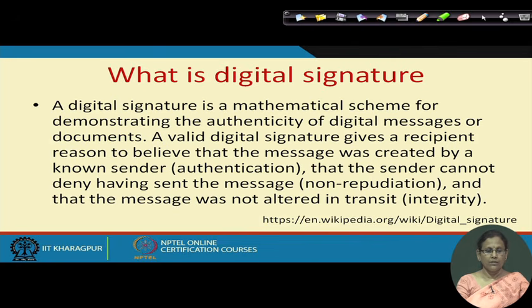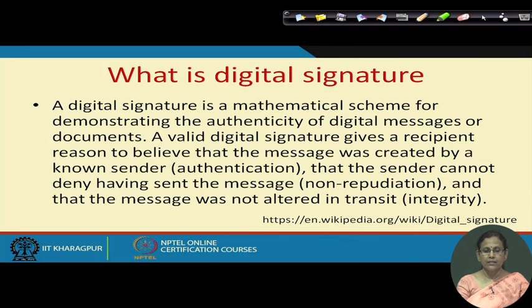To start with, a digital signature is a mathematical scheme. This whole security stuff is full of mathematical operations, starting from your encryption etc. So, your digital signature is also a mathematical scheme for demonstrating the authenticity of digital messages or documents.